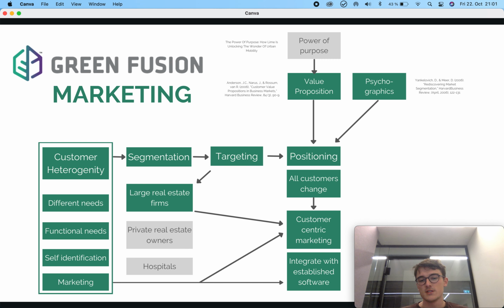One of the parts that I mentioned was to integrate with established software. This should also be part of the marketing plan because if you are integrated in a system such as SAP or you're only compatible with it, it's a huge competitive advantage, but at the same time it's a big selling point and also gives you a lot of attention.